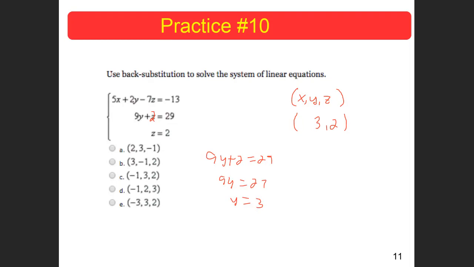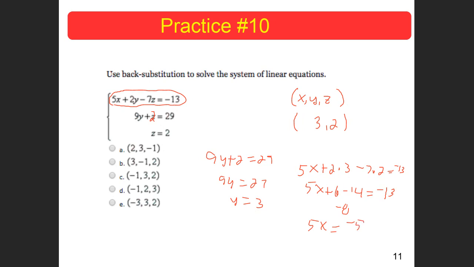To find my x value, we just plug it back into one of the original equations. So that's 5x plus 2 times 3 minus 7 times 2 is equal to negative 13. So 5x plus 6 minus 14 is equal to negative 13. 6 minus 14 is negative 8. So I'm going to add 8 to both sides. So 5x equals negative 5, so x equals negative 1. So negative 1, 3, and 2 should be my solution.